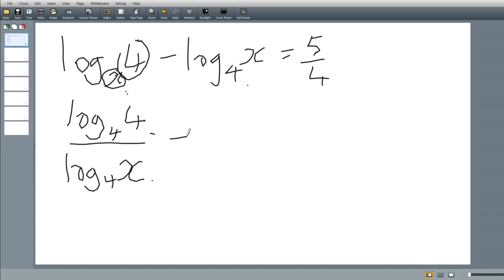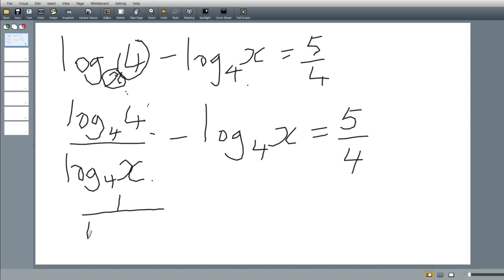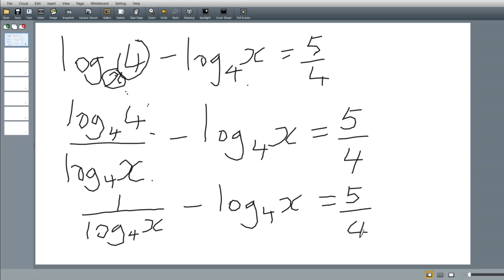Then the other one remains the same, so I just write this as log base 4 of x, this is equal to 5/4. Okay, so then what I do from here is I notice in my numerator over there, log of 4 to the base of 4, this is by definition equal to 1. So what I have is 1 over log base 4 of x minus log base 4 of x, this is equal to 5/4. Okay, so that's a little bit more simplified.